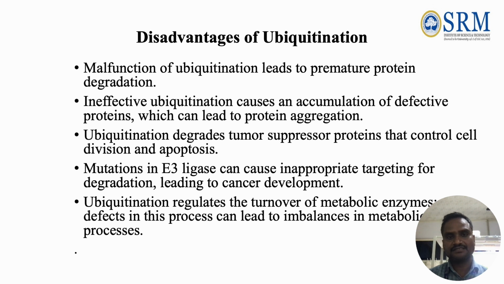Some proteins act as tumor suppressors, controlling cell division and apoptosis. If ubiquitination erroneously degrades these proteins, uncontrolled cell growth can occur, leading to tumor formation. Defects in ubiquitination can lead to an imbalance in metabolic processes.